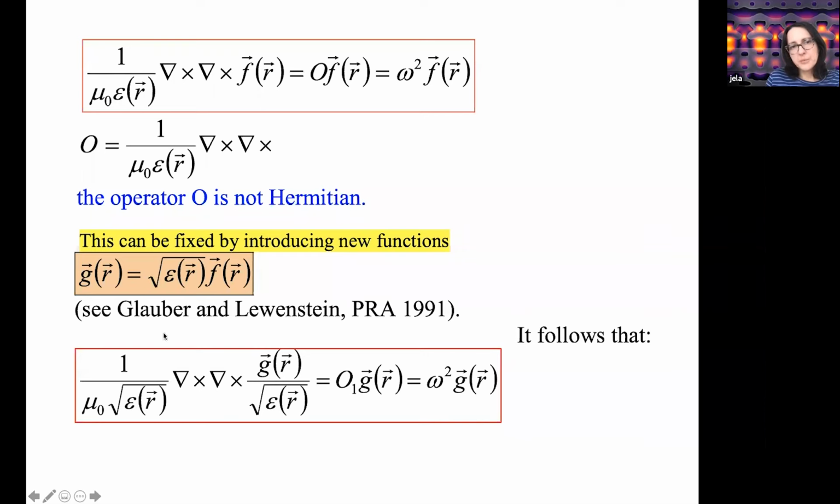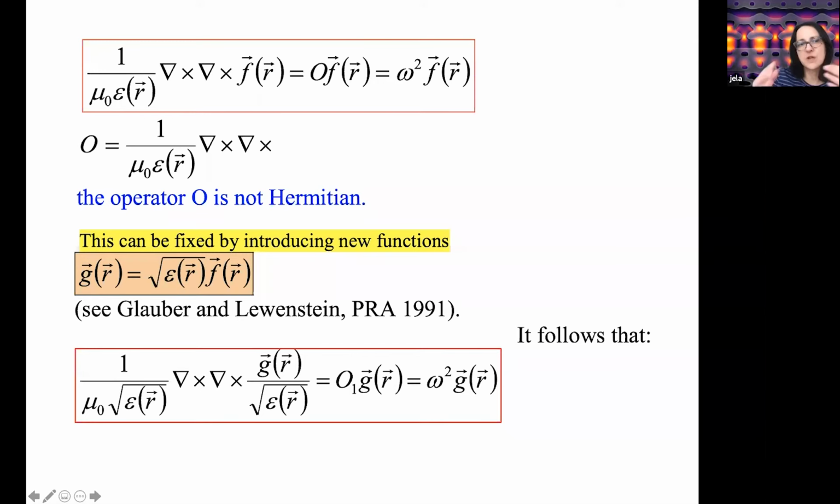So the approach that they proposed, and which I prefer, is just to fix the operator for electric field. What they do is a very simple and beautiful thing. Instead of writing it in this particular form, the solution for the spatial field pattern for electric field, this f of r, can always be written in terms of some other functions g of r as g of r divided by square root of epsilon of r, right?